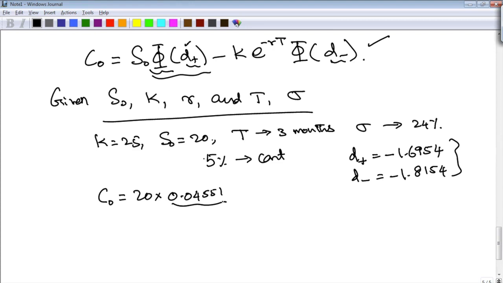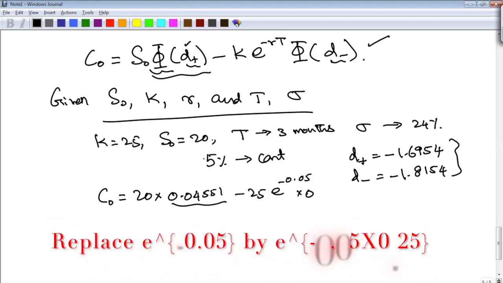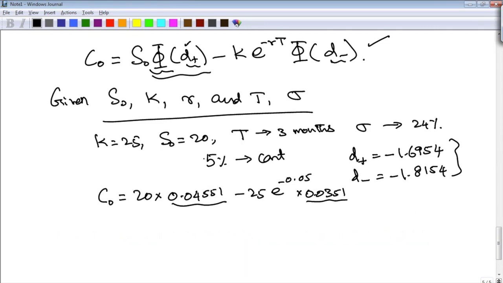Phi of d plus minus 25 e to the power of minus 0.05 into 0.0351, that is again coming from the standard normal table for phi of minus 1.8154. So you should learn how to read the standard normal table and get this number, and that comes to be approximately equal to 0.0424. Please check the calculations carefully.